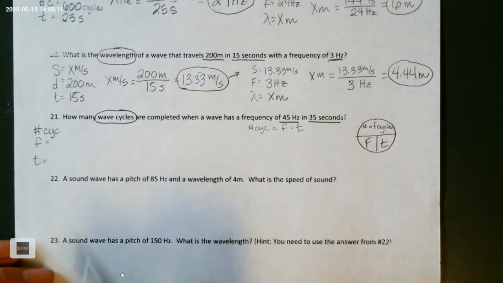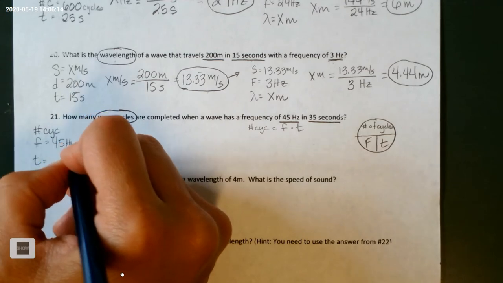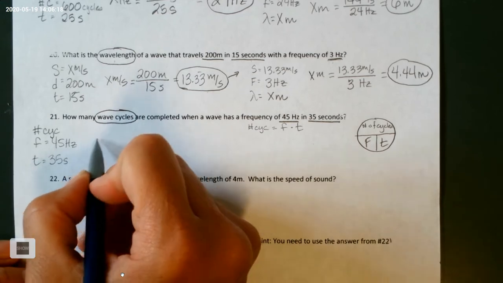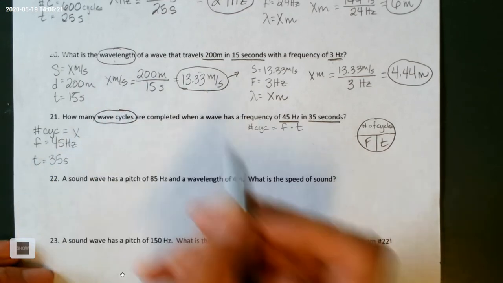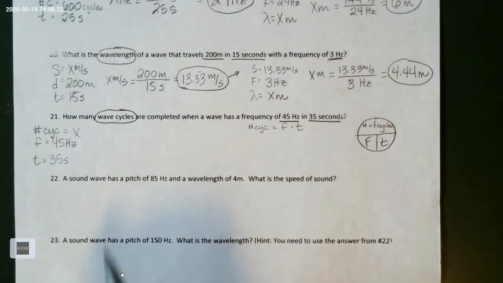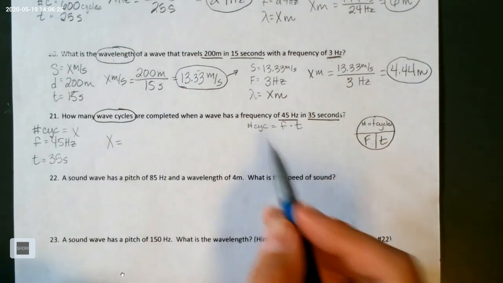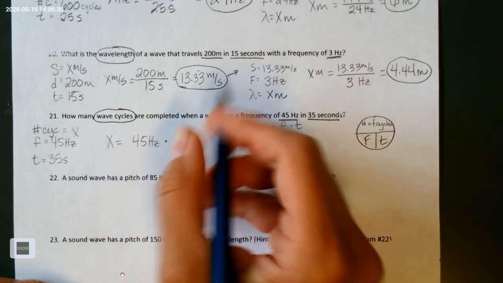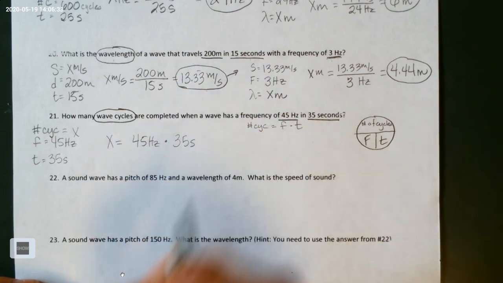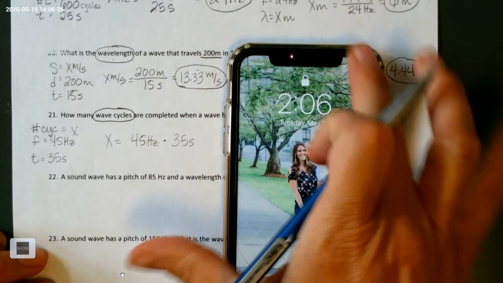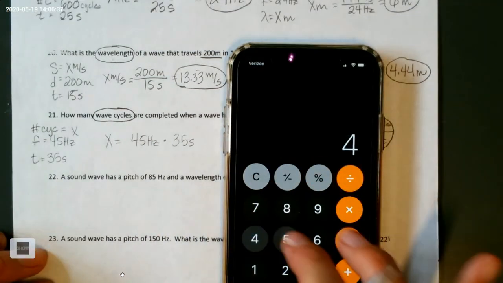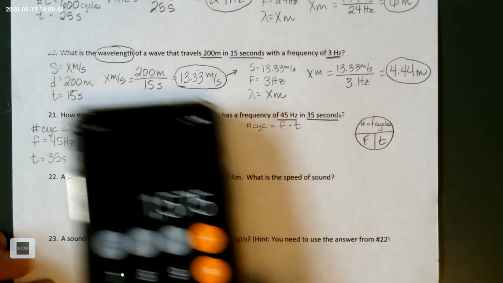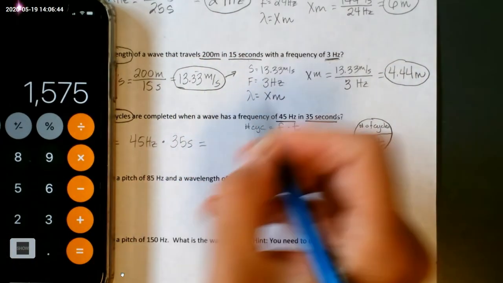We're given a frequency of 45 hertz, a time of 35 seconds. So we're going to go number of cycles, which X doesn't really have a unit, remember? So we're going to do X equals frequency multiplied by time, so 45 hertz times 35 seconds. And then we're going to plug it in and go 45 times 35 equals 1,575 cycles.